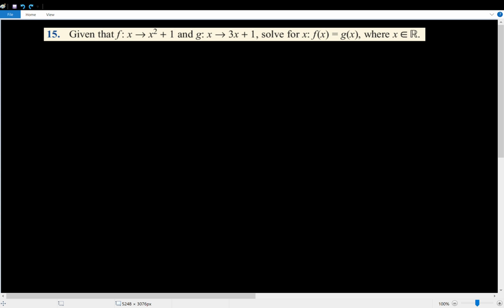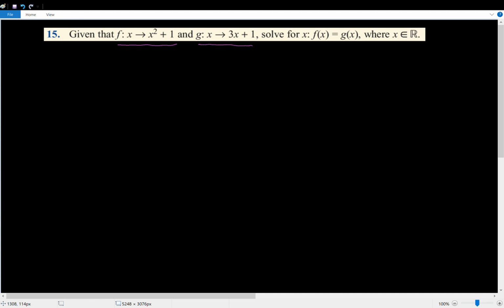This is question 15 in exercise 20.1 in Project Maths 2. Given that f of x is x squared plus 1 and g of x is 3x plus 1, we have to solve for x, f of x equals g of x, where x is an element of R. So what that means here is we're given two functions, the function f, which is x squared plus 1, and the function g, which is 3x plus 1.